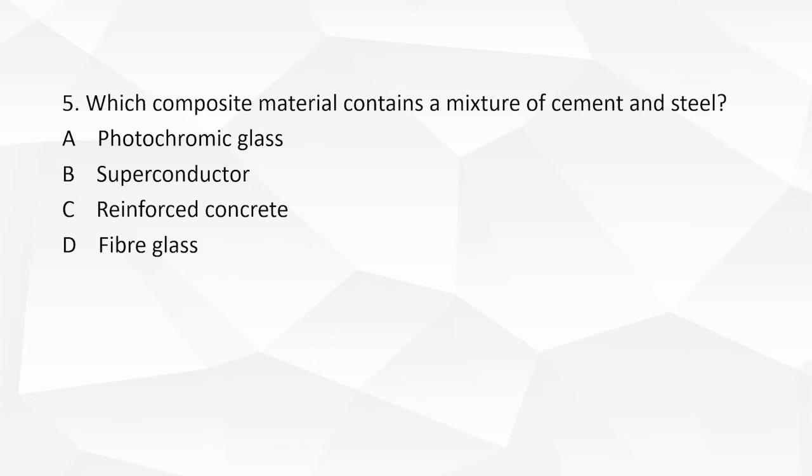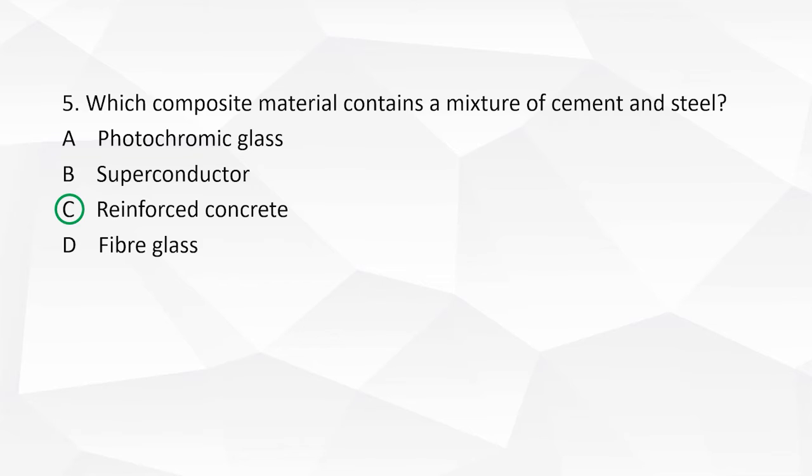Here is the last objective question for this chapter. Question 5. Which composite material contains a mixture of cement and steel? A, photochromic glass. B, superconductor. C is reinforced concrete, and D is fiberglass. The question is a very direct question, so we can know that the answer will be C, reinforced concrete.